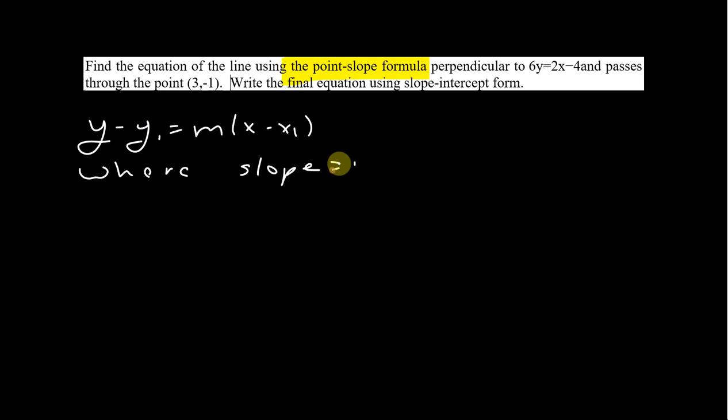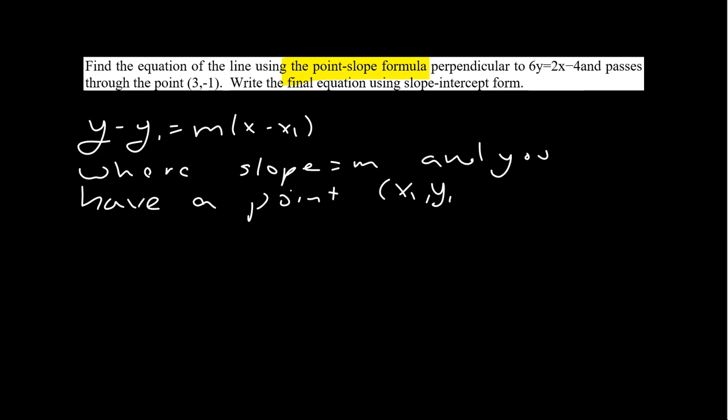Okay, so a couple of things about this question that it tells us: one, find the equation of the line using point slope formula. The point slope formula always looks like y minus y1 equals m times x minus x1, where the slope is m and you have some point that we just call (x1, y1).